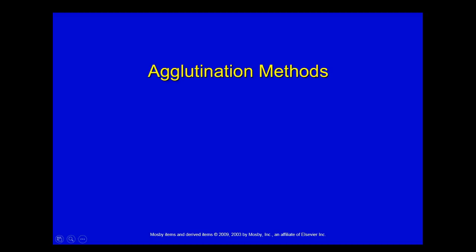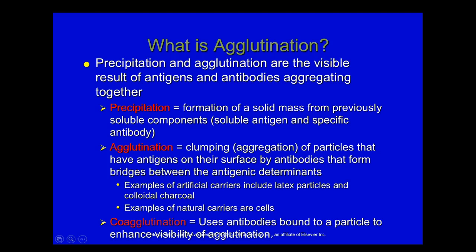In this lecture, we are going to discuss the different types of agglutination methods. Well, what is agglutination? Agglutination is the precipitation and agglutination that are visible result of antigens and antibodies aggregating together. Okay, so if you were in the immunology lab this week, you may have noticed that we did a CRP agglutination test where you could visibly see some of these happening.